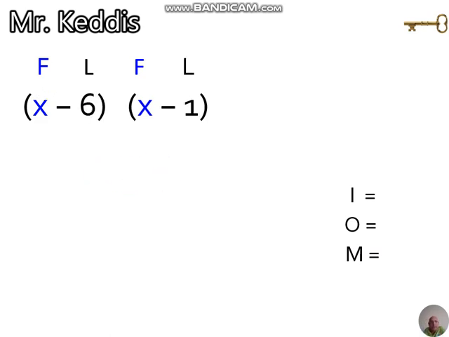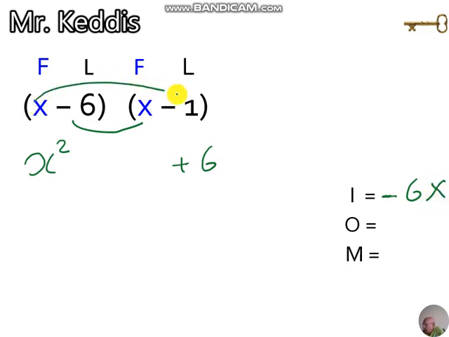And so on after. X times x, I get x squared. Last times last, negative 6 times negative 1, I get positive 6. The product of the inner terms here, negative 6 times positive x, I get negative 6x. The outer terms, which is negative 1 times x, I get negative x, or negative 1x. Both signs negative, the sign stays negative, and 1 plus 6 is 7x. Means the middle term here is negative 7x.